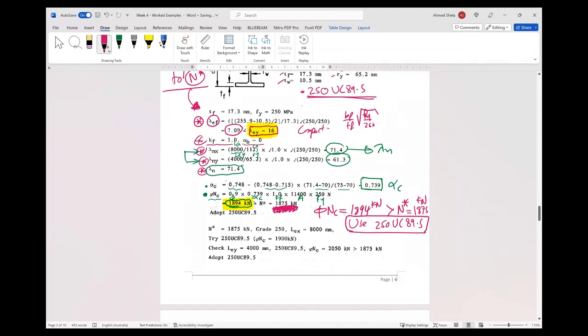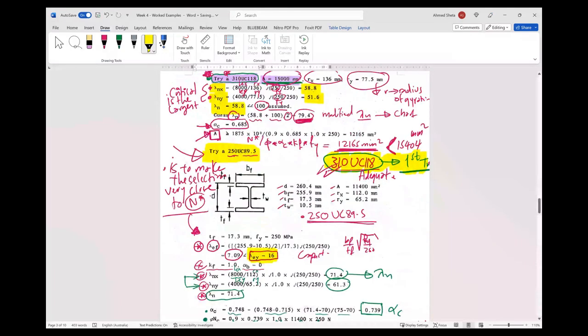So now N star is this value and the grade and LEX, LEY. We got to try this one, which phi NC equal to 190. So this part is using tables. So up to here, we have found the cross section. The adequate cross section is 250 UC 89.5.